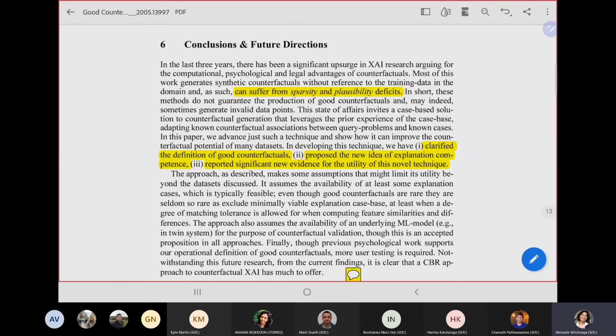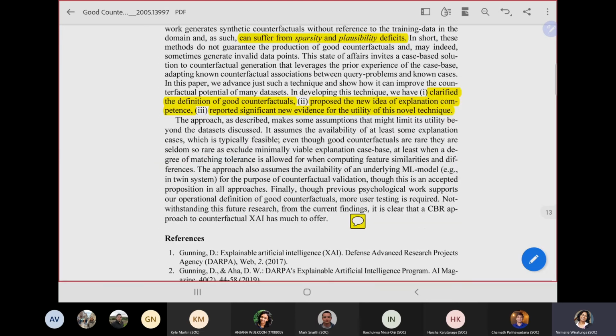They have proposed a new idea for explanation competence, and they reported significant new evidence for the utility of this novel technique. And I think that third one is a bit strong, because the word significant and the fact that no users were involved makes it a little bit questionable. But nevertheless, I thought the method was extremely good.